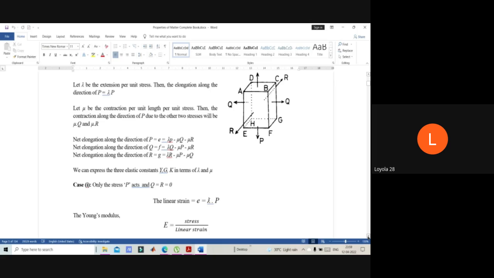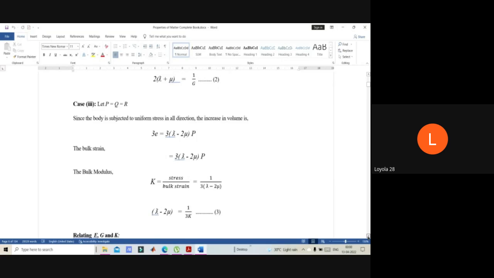Then case 3: let P equal to Q equal to R. Since the body is subject to a uniform stress in all directions, the increase in the volume is represented as 3E, because all 3 sides got elongated. So 3E is equal to 3 lambda minus 2 mu P. K is the stress by bulk strain. So lambda minus 2 nu equal to 1 by 3K.